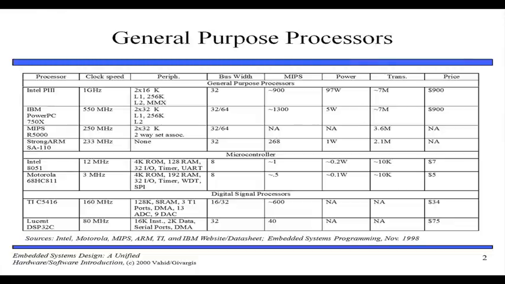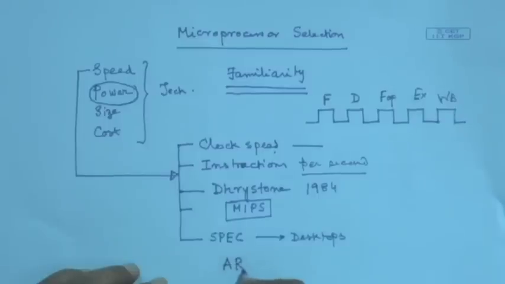If you look here, we can see that Intel's Pentium 3 clock speed was 1 gigahertz, IBM PowerPC 550 megahertz, MIPS machines 250 megahertz. I should have mentioned, while I was discussing microprocessors, the StrongARM processor. This is a very important processor that has found a lot of application, ARM and also StrongARM.